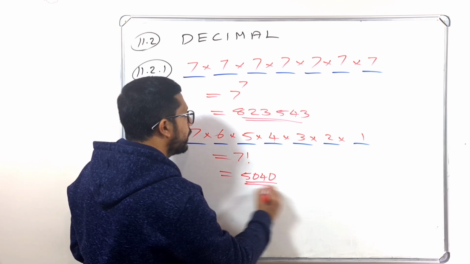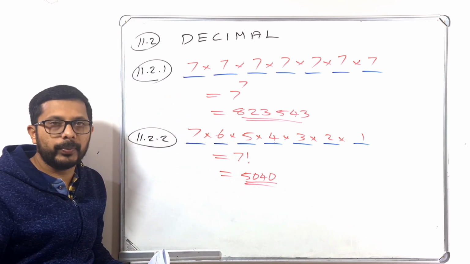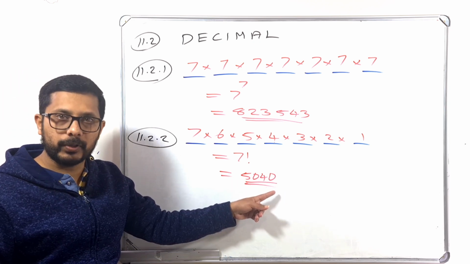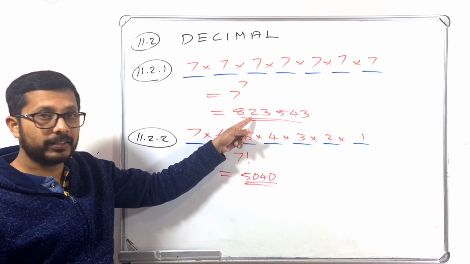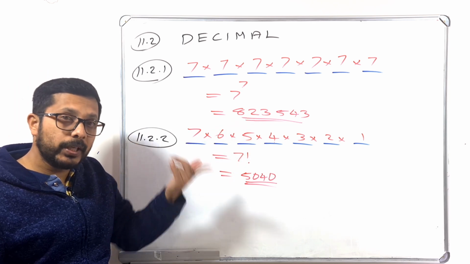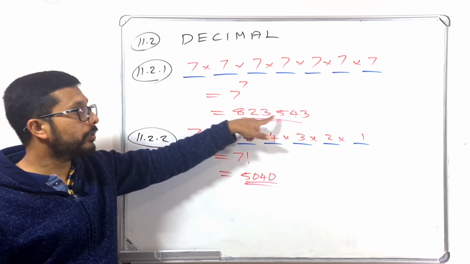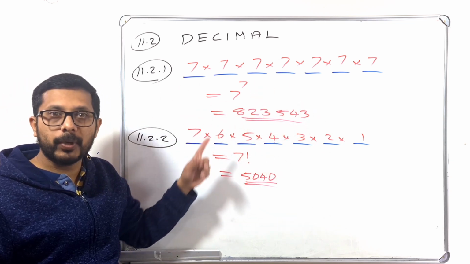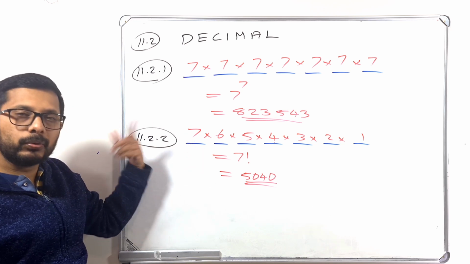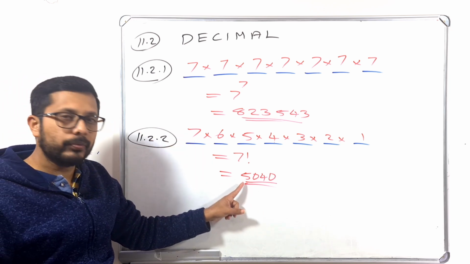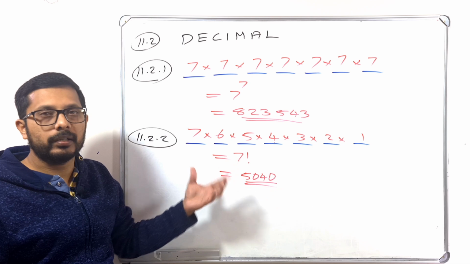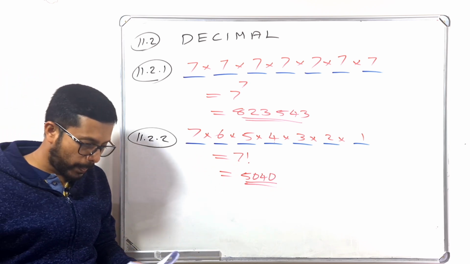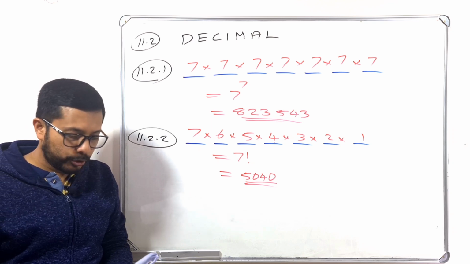So if the letters are not allowed to repeat, how many different words can we make? 5040 different words. Can you see the difference? If the letters are allowed to repeat, I can make 823,543 different options. But if the letters are not allowed to repeat, then only 5040 different words I can make. Okay, that is question number 11.2.2. Now question number 11.2.3.